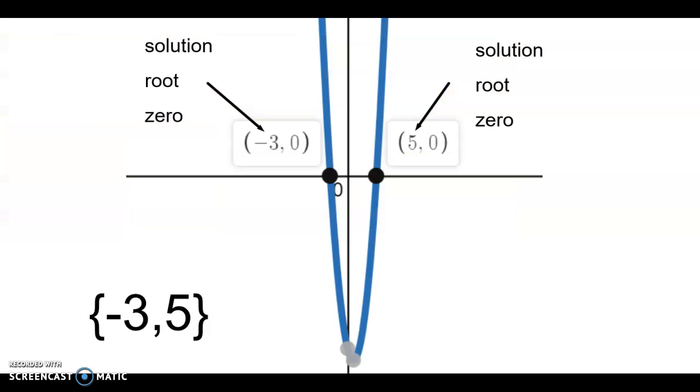All right, when you are asked to find a solution, a root of 0, you just type it in Desmos. You click on where it intercepts the x-axis. So I can see here that -3 and 5 are my solutions, roots, and zeros.